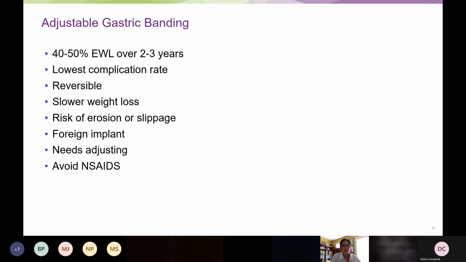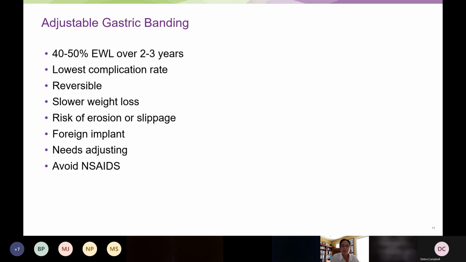So the estimated weight loss with the gastric band is about 40 to 50% of their excess weight in a 2 to 3 year period. So if you're about 100 pounds overweight, they would lose anywhere from 40 to 50 pounds over that 2 to 3 year period, with the majority of that being in that first year. It does have the lowest complication rate. It's also one of the simplest surgeries that we do. It is reversible. It's one of the only surgeries that we do that's reversible.